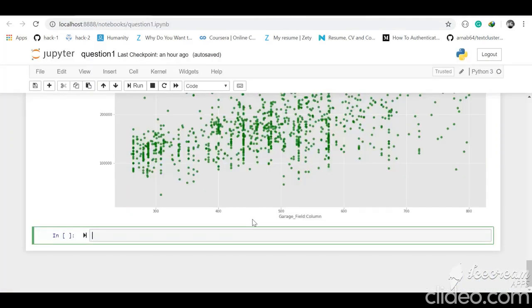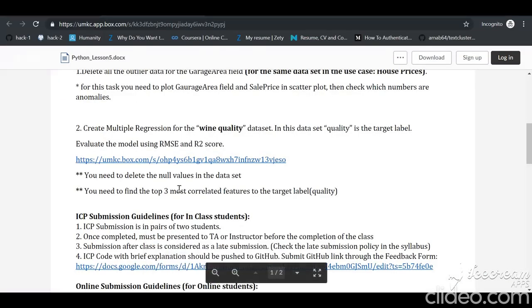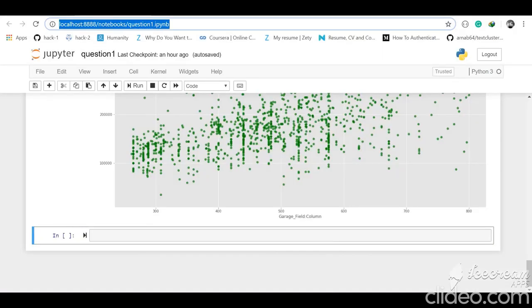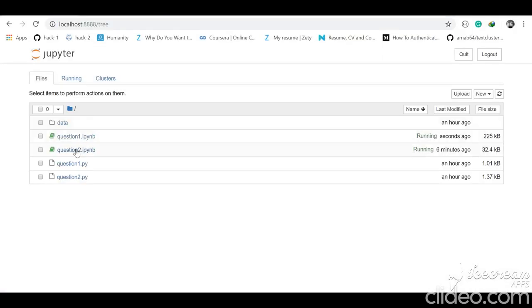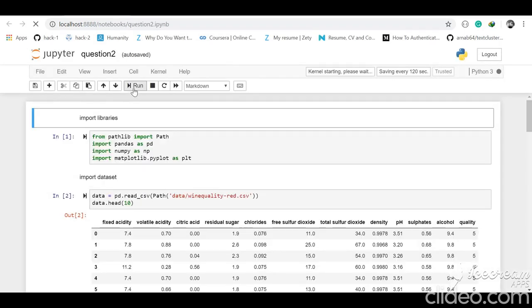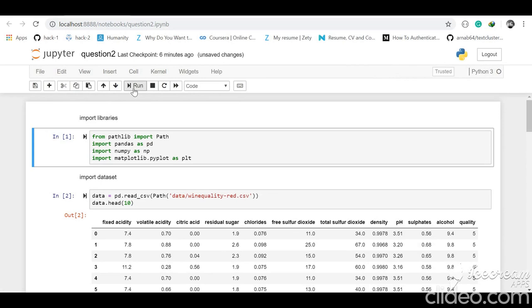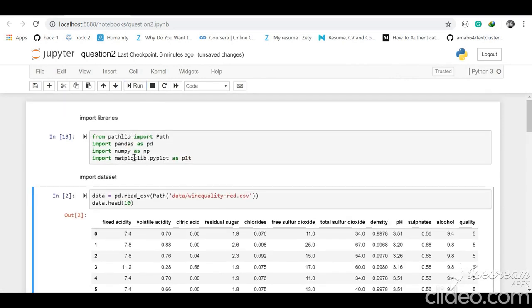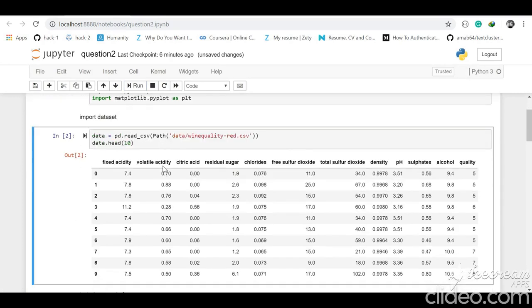Now coming to question 2. Question 2 is about creating the multiple regression for the wine quality. So again, running the Jupyter code for question 2. First we import the libraries like pandas, numpy and matplotlib, where pandas is for the data frame, numpy is for mathematical calculations, and matplotlib to plot the graph.